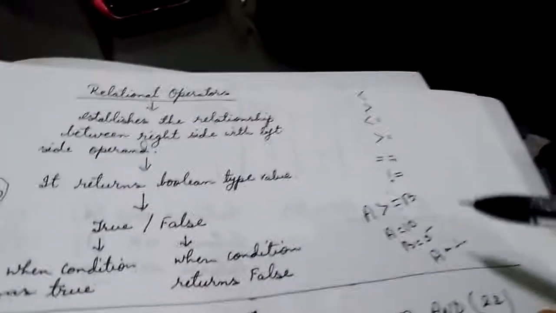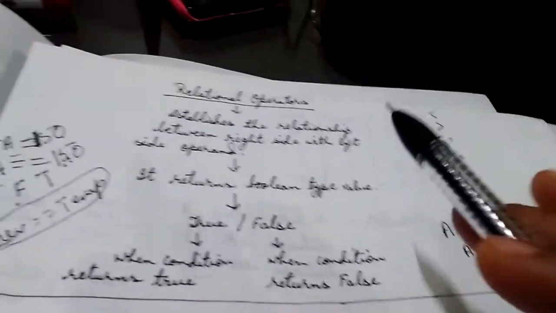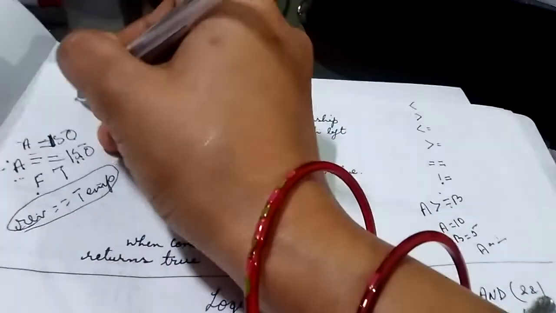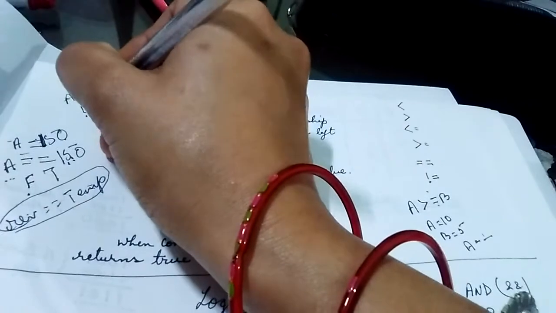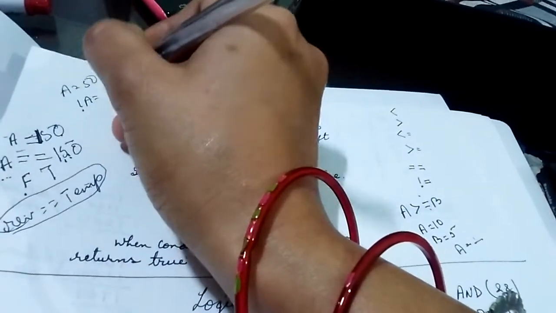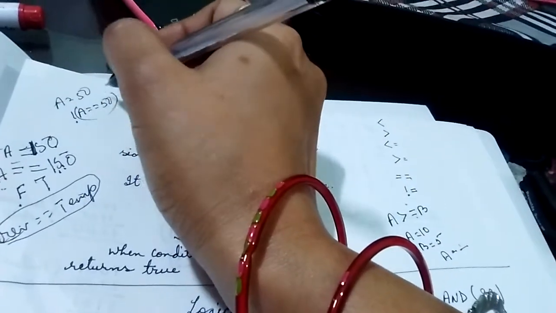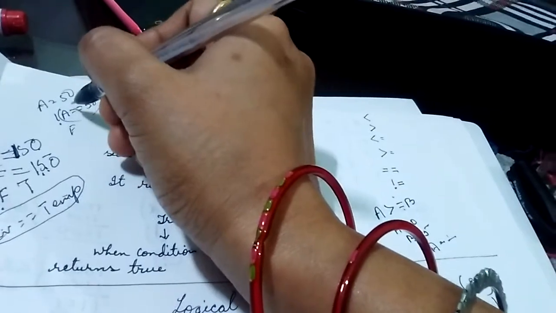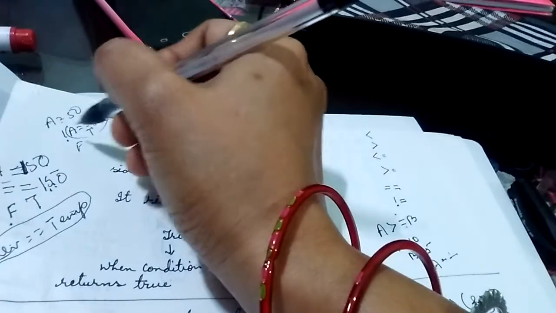Next is not equal to. Not equal to is just the reverse. If it is not equal to, then it returns true. Like if I say a equals to 50 and a is not equal to 50, here it will return false, because suppose a is 50, 50 is equal to 50, it is returning true, but with not it will return false.